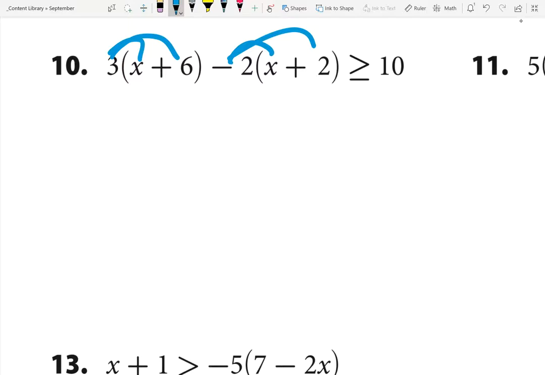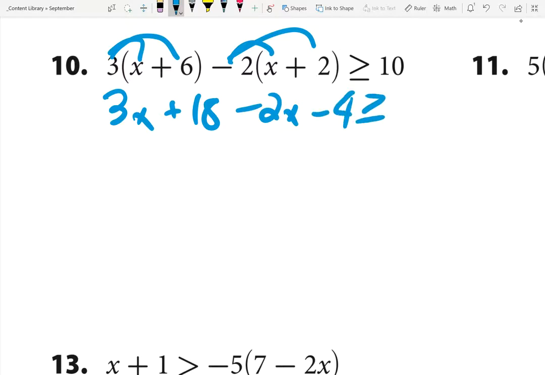The x times 3 makes 3x, and the 6 times 3 is 18. And for the second one, x times negative 2 would become a negative 2x, and positive 2 times negative 2 makes negative 4. This is more than or equal to 10.